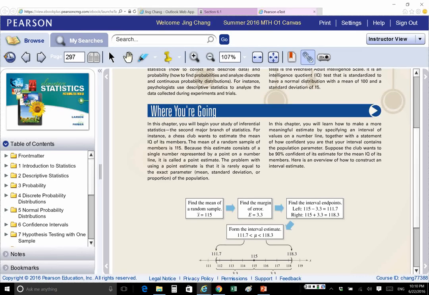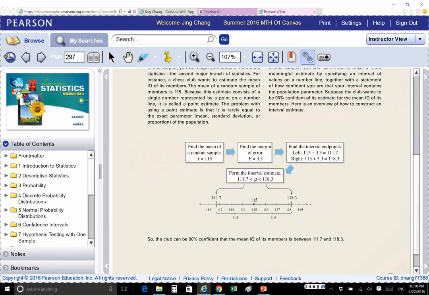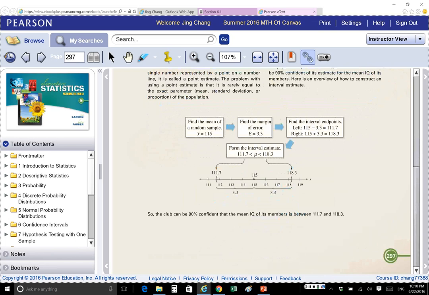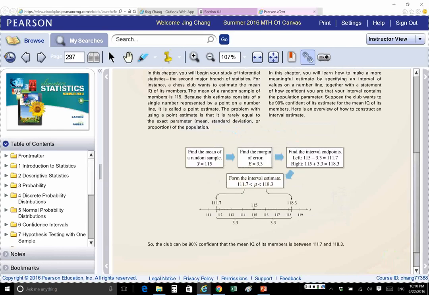Okay, so you can see here. Here it gives you an idea what we mean in this chapter. We'll know how to estimate a population parameter using a sample statistic. In particular, we are interested in a confidence interval, which means it's an interval estimate with a level of confidence, like this picture shows.